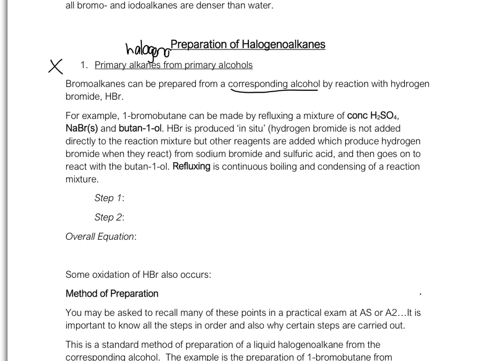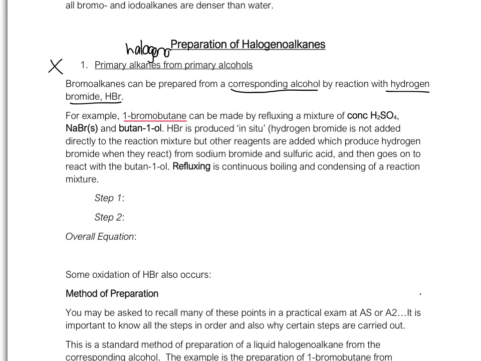So say, for example, we want bromoethane. Then we would take ethanol. So we take our corresponding alcohol and we react it with hydrogen bromide, HBr. We're going to focus particularly on the preparation of 1-bromobutane, as it says here, and this is the preparation that you should learn off.